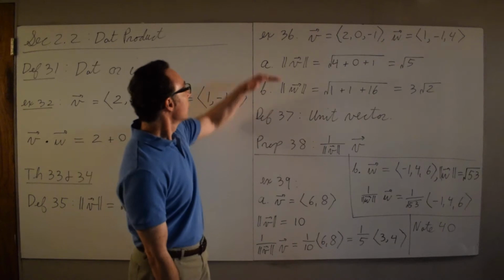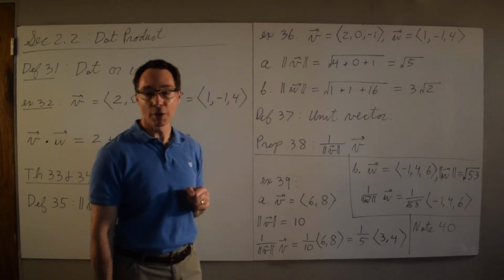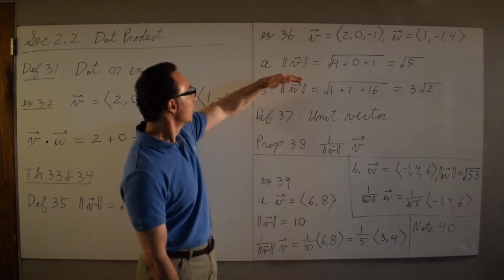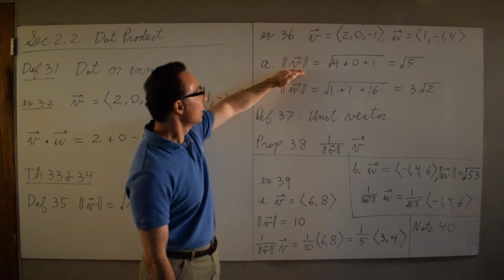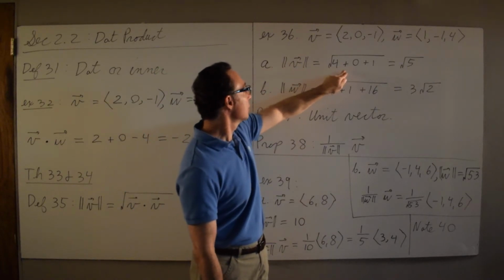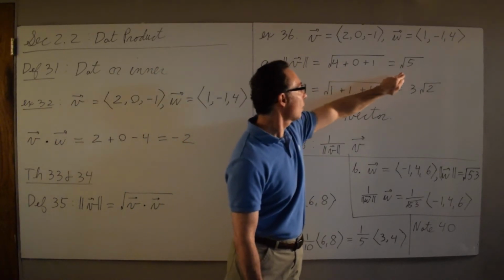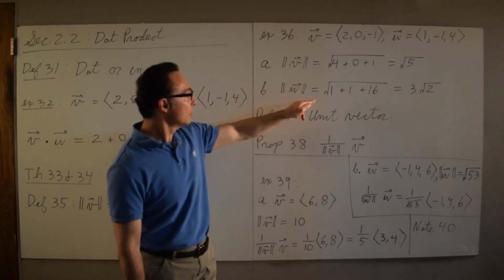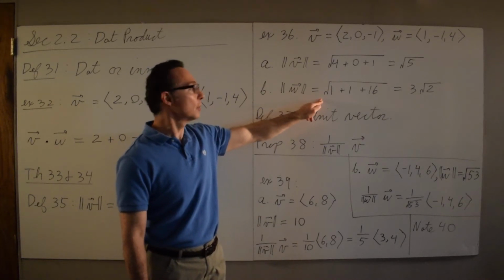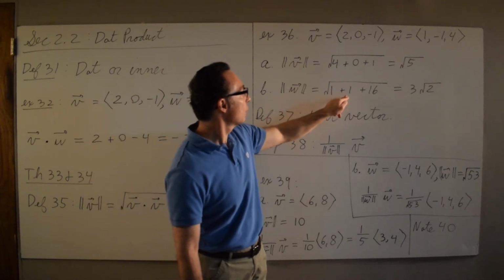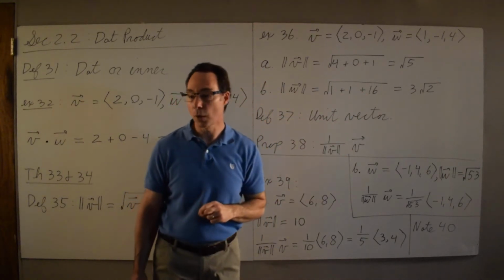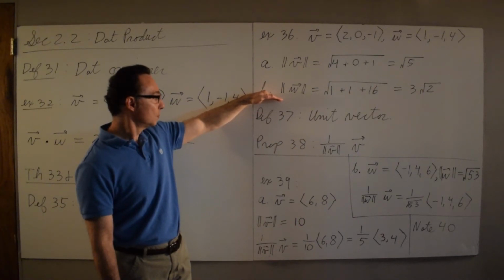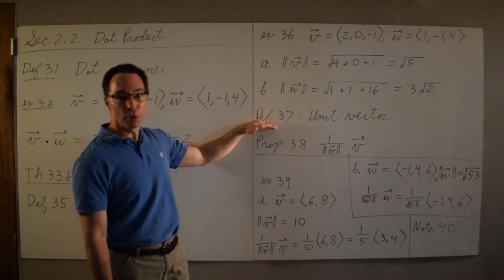Okay. So example 36, we have a couple of vectors. We're going to calculate their norms, or their magnitudes, or their lengths. So magnitude of v is a square root of the dot product of v with itself. So we have 4 plus 0 plus 1, so we have the square root of 5. The magnitude of w is again the square root of the dot product of w with itself, so we have 1 plus 1 plus 16, so we have the square root of 18, which simplifies to 3 times the square root of 2.